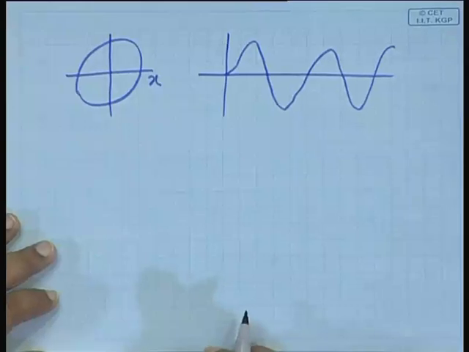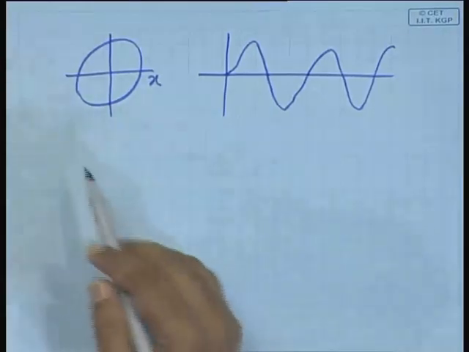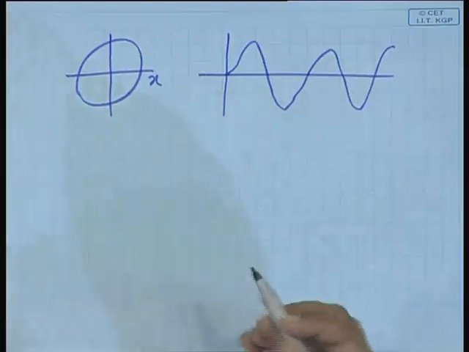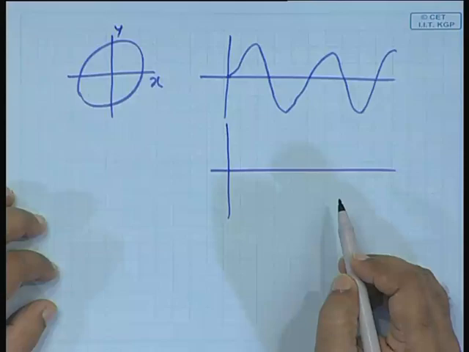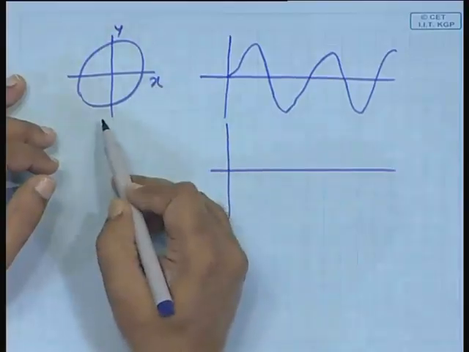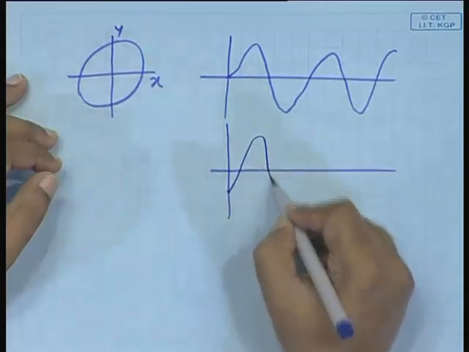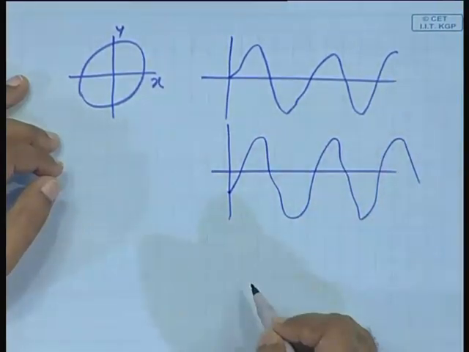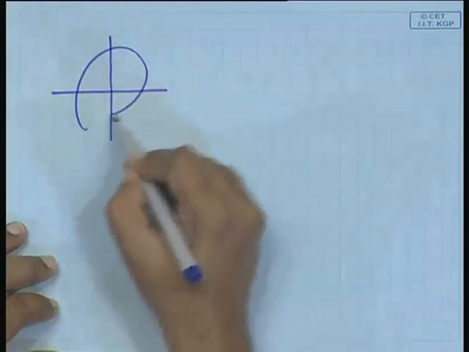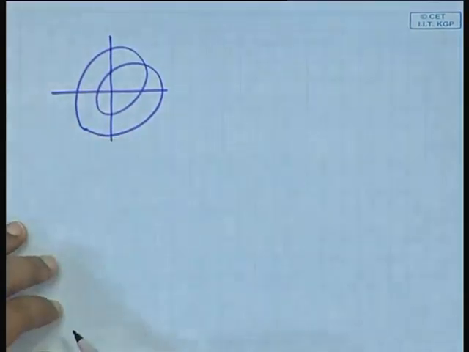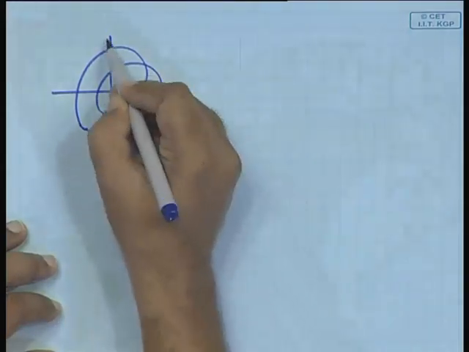Now, let us ask, what will be the y waveform? Shifted in phase, but the waveform would look the same, right. So, it will be shifted in phase, but it will be more or less the same. Now, if I ask, is it possible to have something like this?